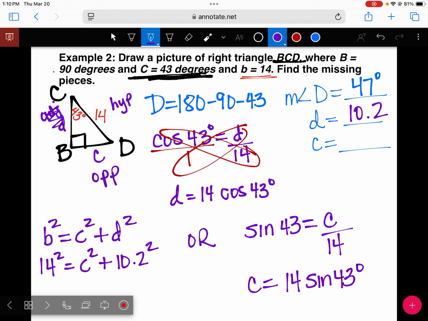I'm going to use 43 because that's what was given to me. Yeah, that makes the most sense. But you have a choice to pick whichever one you want. So either way, if you do your math correctly, you should get something really close to 9.5.